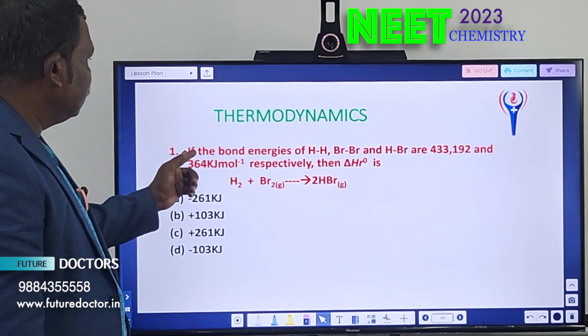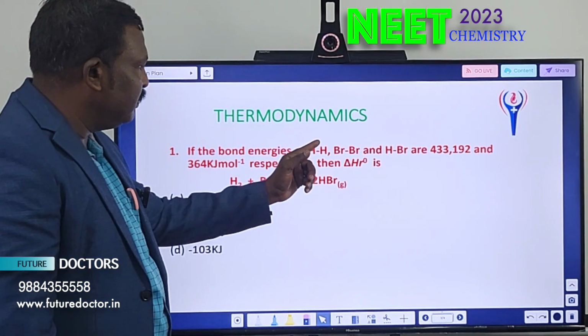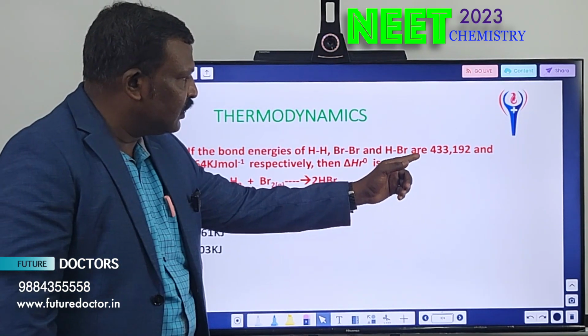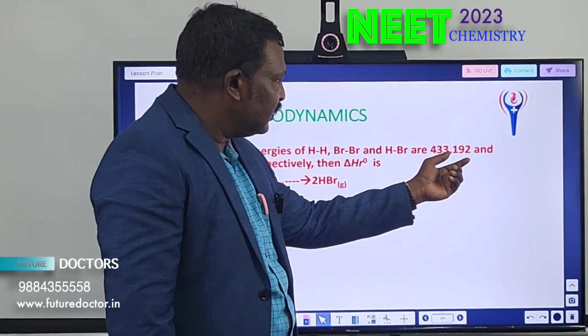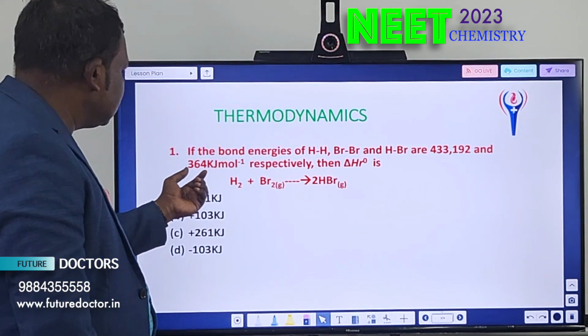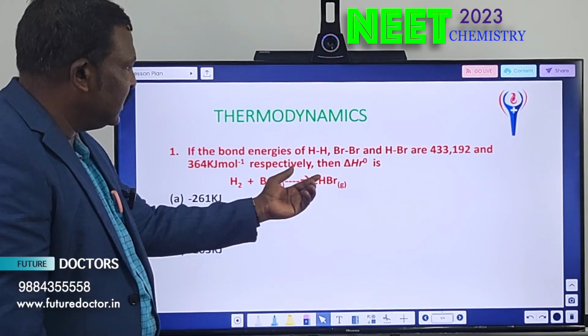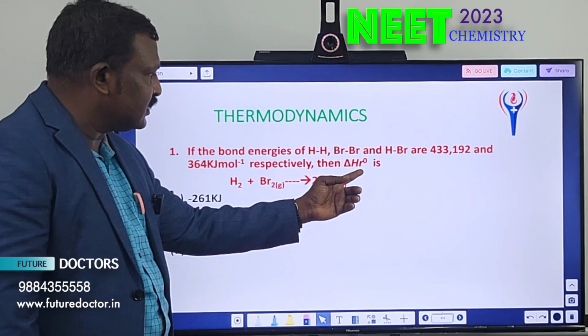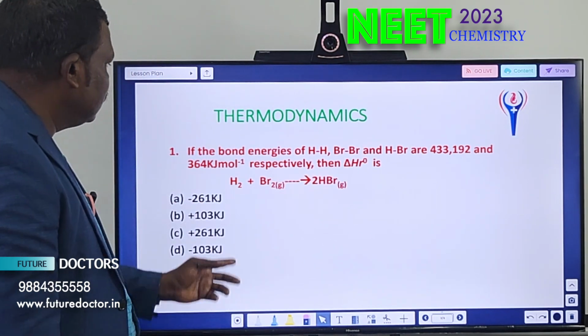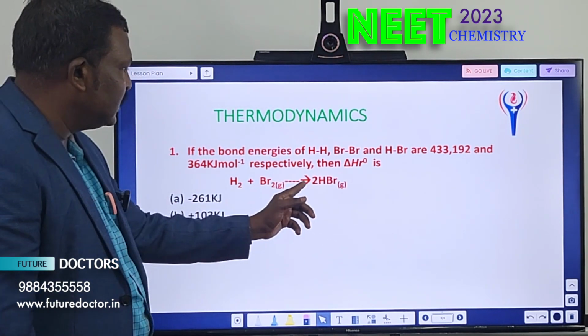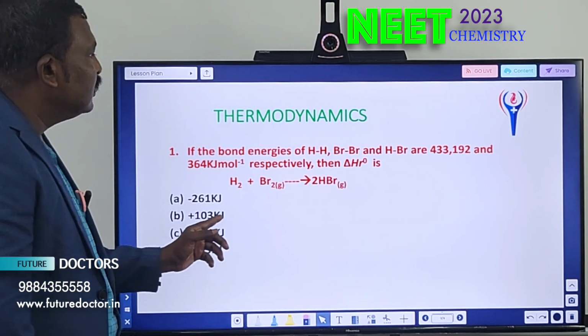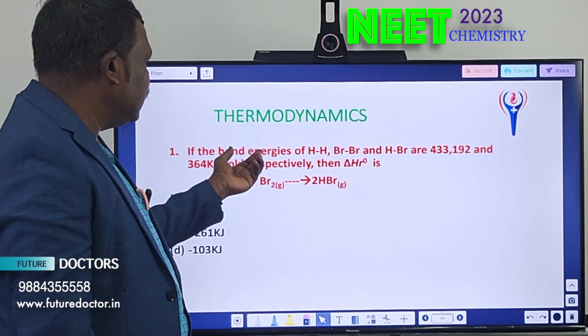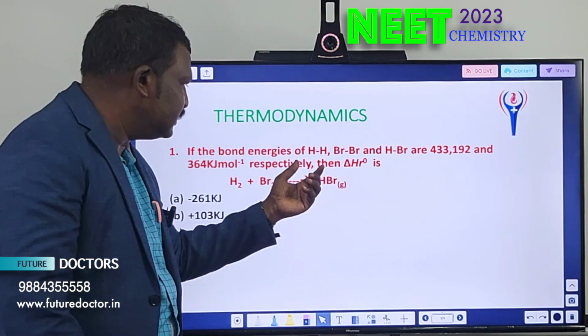First question: if the bond energies of H-H, Br-Br, and H-Br are 433, 192, and 364 kilojoule per mole respectively, then the standard enthalpy of the reaction is dash. An equation is given: H2 plus Br2 gives 2HBr. We have one formula for the bond energy. If you apply this, you can get the answer.